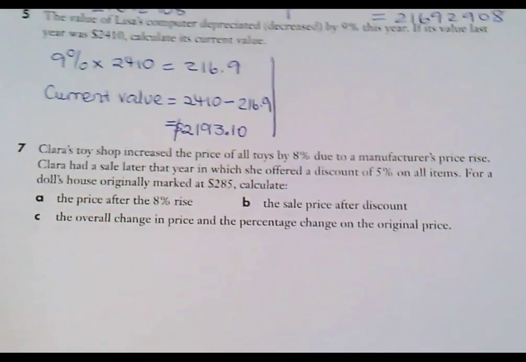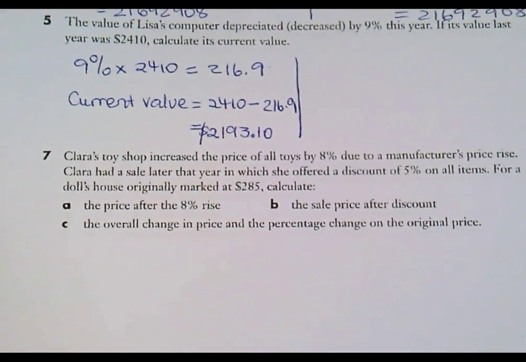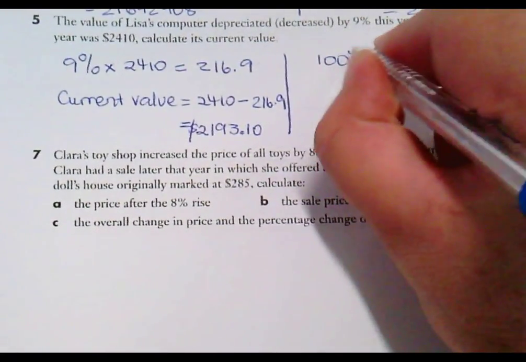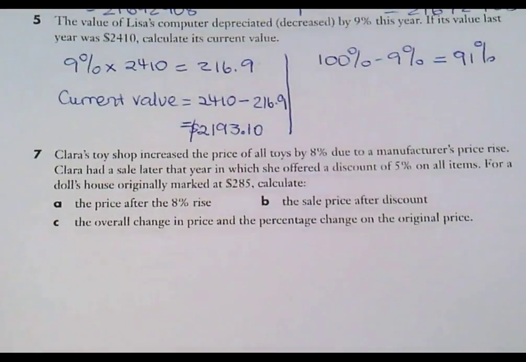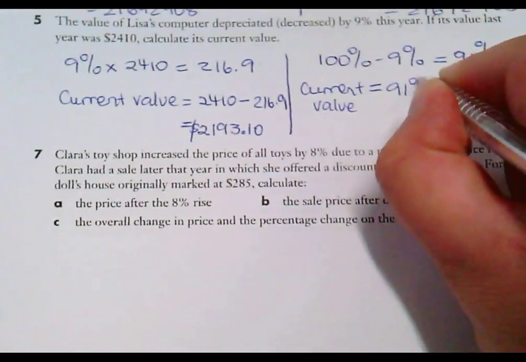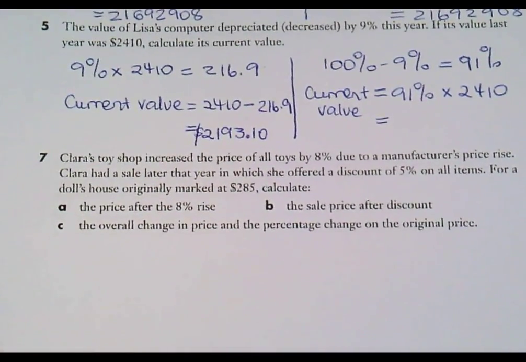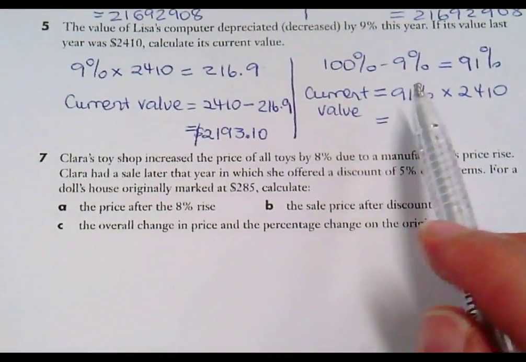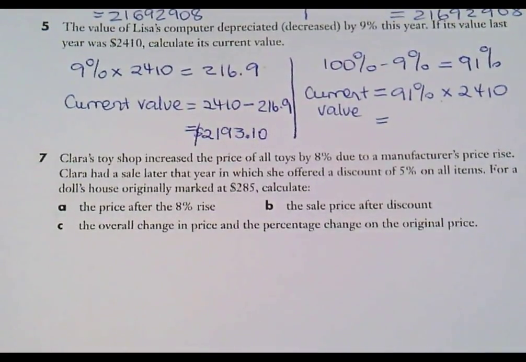Now, if you look back at the first question, we added 1.2% because it was an increase of 1.2%. What do you think I will do this time? It's a decrease. So I just go 100% minus 9% is 91%. And so the current value will be 91% of the 2410. And you will get the answer straight away. So, you know, some people don't even write out 100% minus 9% is 91%. They just go straight to the second line and write 91% of 2,410. Because if you're starting off with 100% and it's decreasing by 9%, you've obviously left with 91%.